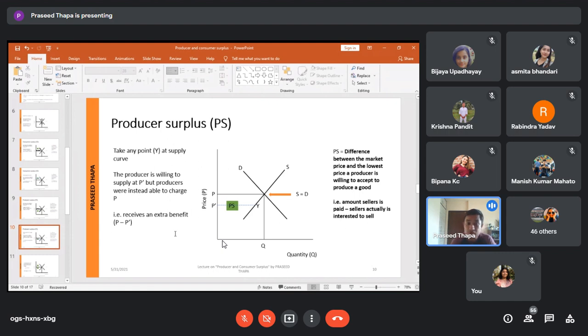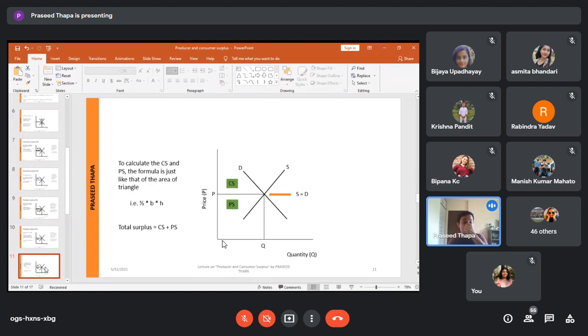Now we got to know about the producer surplus, we got to know about the consumer surplus. Now let us put that producer surplus and consumer surplus in one graph. Now let's see. See, माथिको area is going to be your consumer surplus and तलको area is going to be your producer surplus. And in order to calculate the area for that triangle, in order to calculate the entire consumer surplus, you have to use the formula of half base into height. And half base into height formula is again used for your producer surplus. And this is also used for the consumer surplus. Now we have understood about the consumer surplus and the producer surplus.